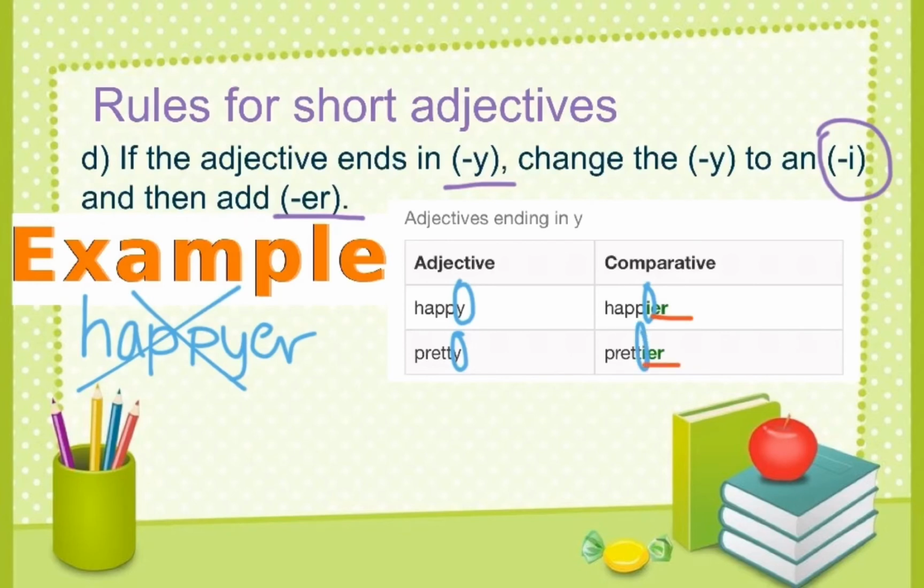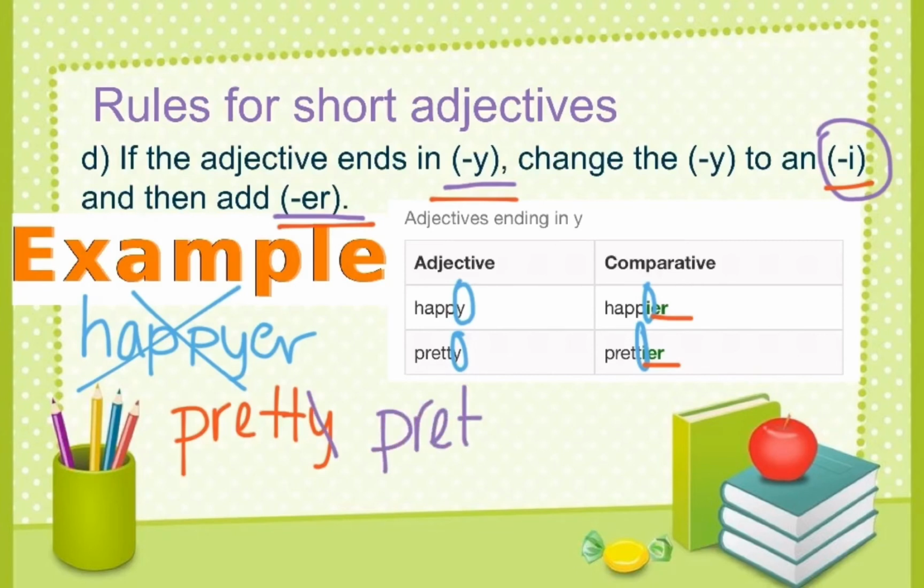Now, if you see here, they are still short adjectives, but they also have two syllables. Pretty, happy. Remember we drop the Y for an I and then we add an ER. Can you think of another short adjective that ends in Y? For example, pretty. I drop the Y for an I and then I add ER. So my answer would be prettier.